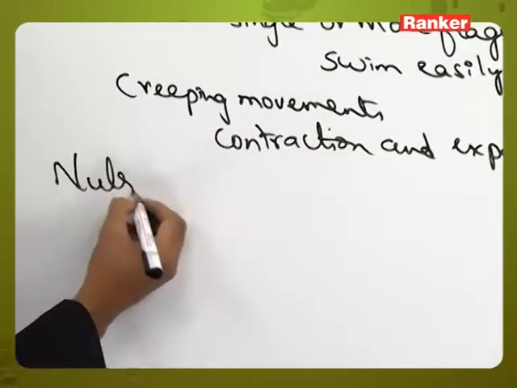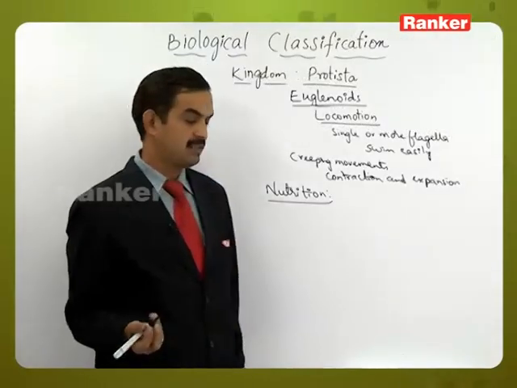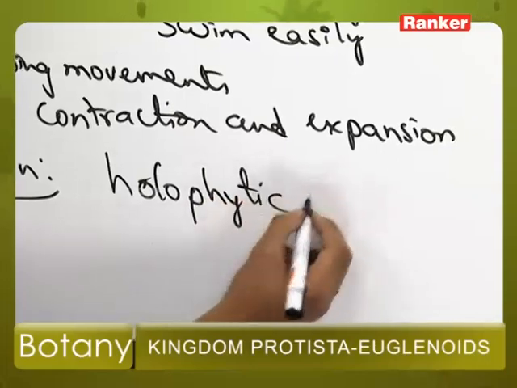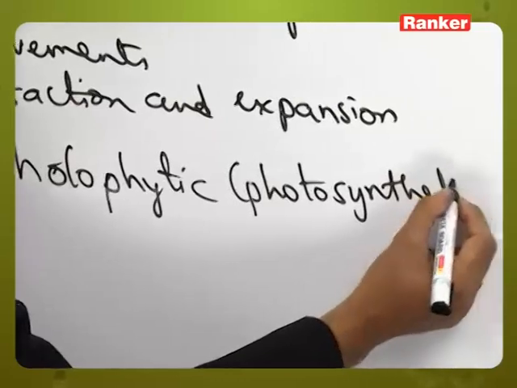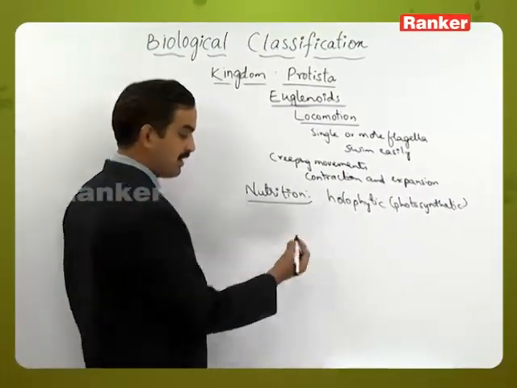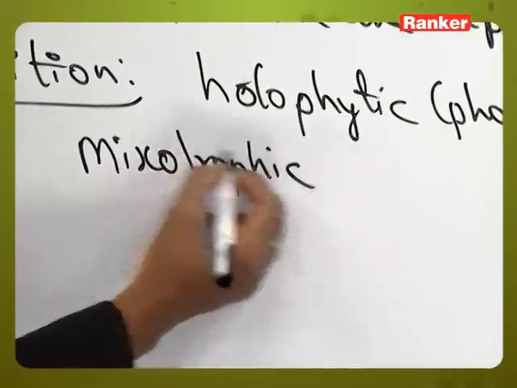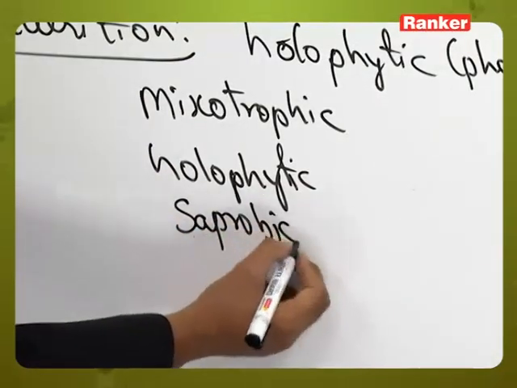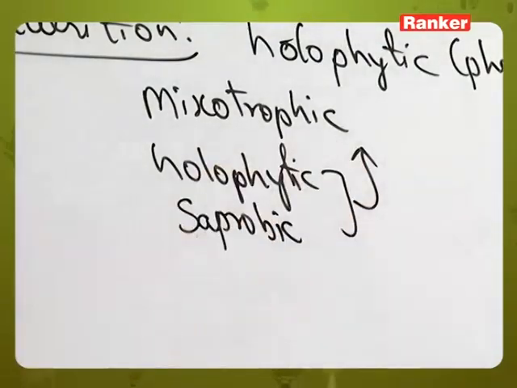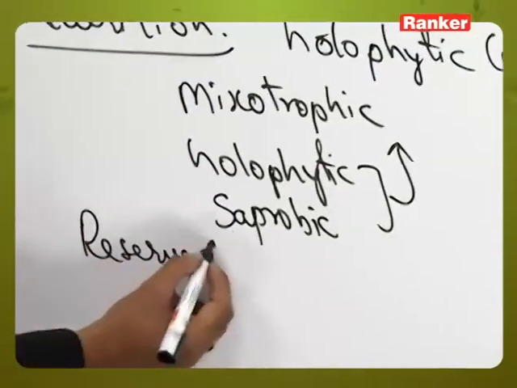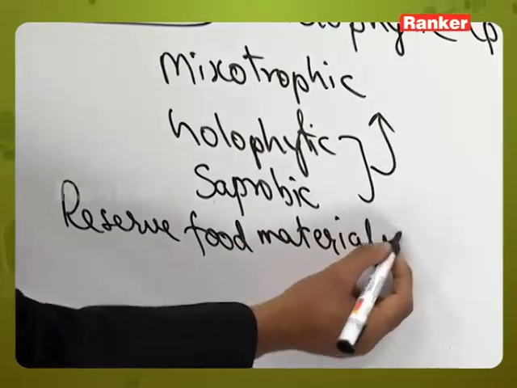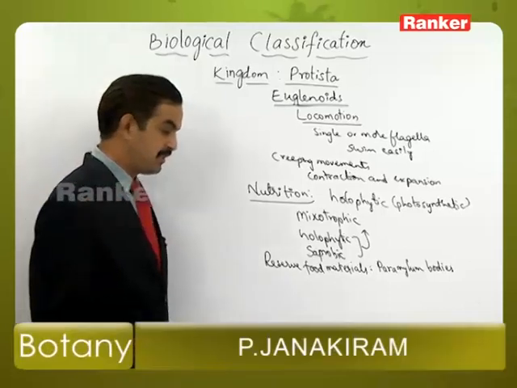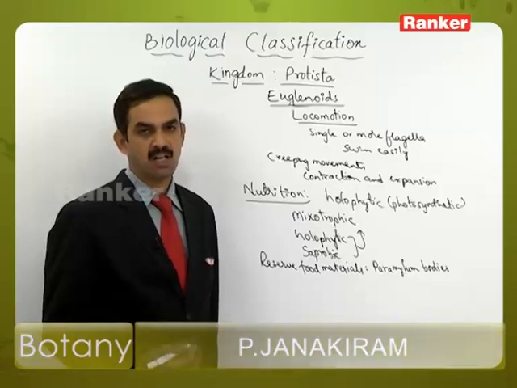Then coming to the nutrition. As we said, these are green and photosynthetic, so they exhibit holophytic nutrition, that is a photosynthetic type of nutrition. But the special feature of some of them is that they are mixotrophic. Sometimes they exhibit holophytic nutrition based on light conditions, and sometimes they exhibit saprobic nutrition. So based on this character, we consider this a mixotrophic type of nutrition, and they have reserve food materials in the form of paramylum bodies. Chemically these are distinct from the starch and glycogen present in other living organisms.